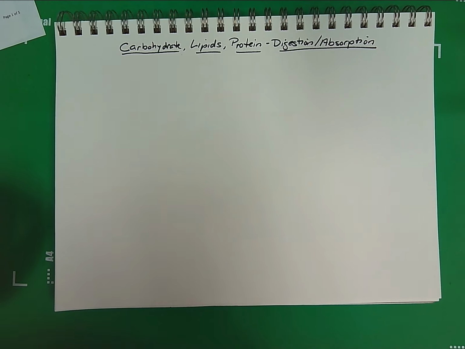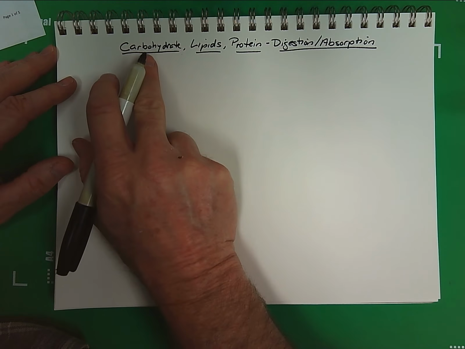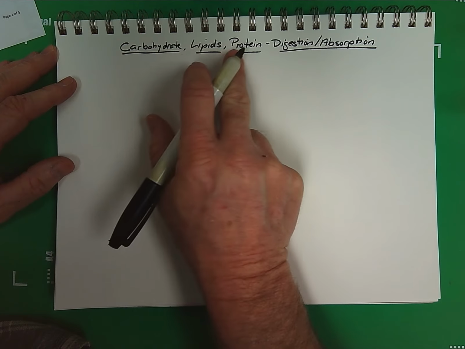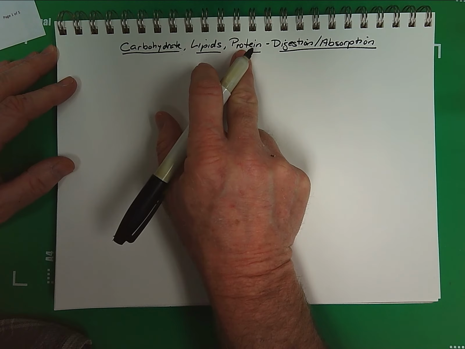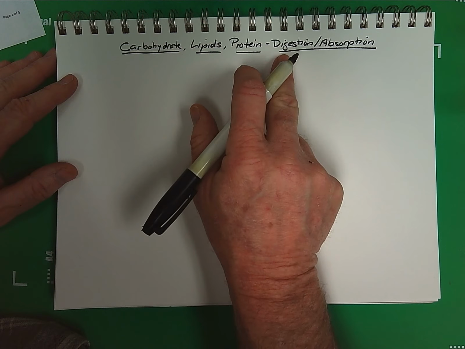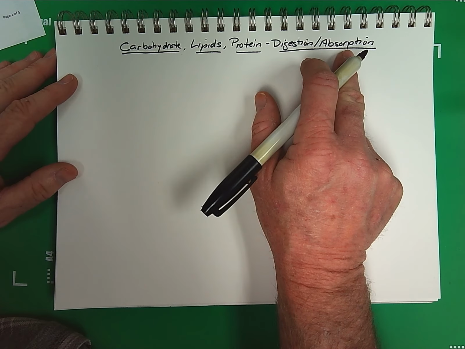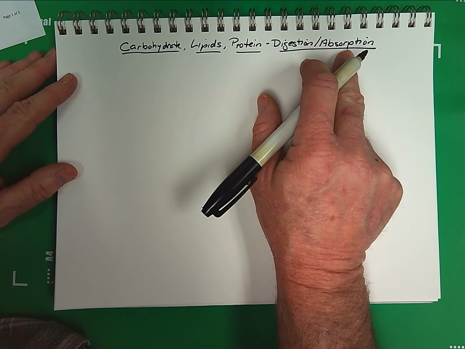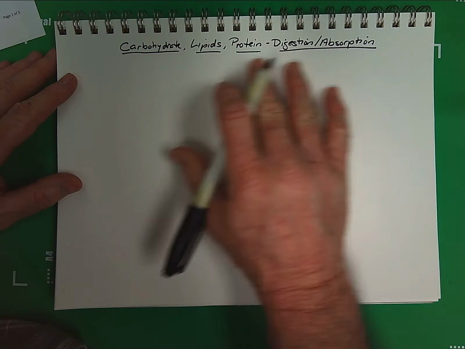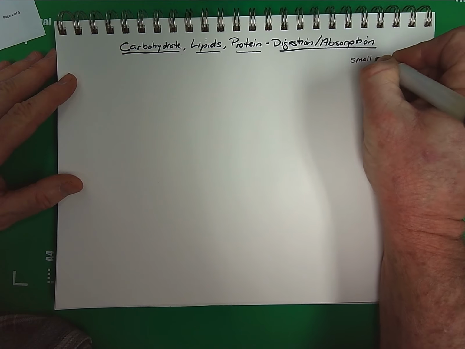Okay, in one of our last videos, we discussed the structure and physical properties of carbohydrates, lipids, and protein. And now we're going to be talking about how these components are digested and how those components that are digested are absorbed into the body. So, of course, the location of this is going to be the small intestine.